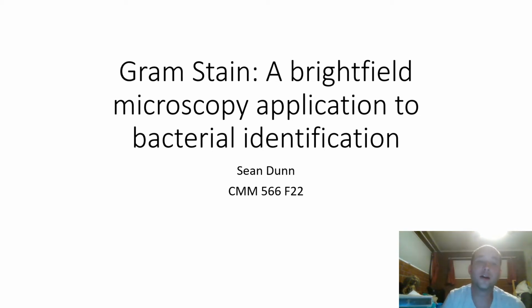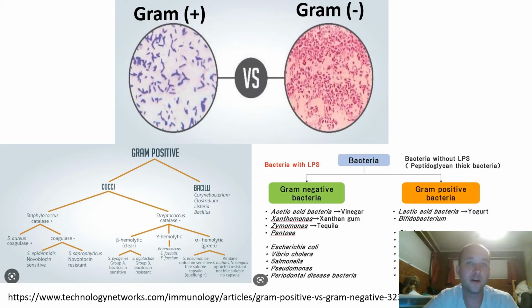Hi, my name's Sean, and I'm going to be talking about gram staining and its application in brightfield microscopy for the identification and visualization of bacteria. Bacteria are categorized into two main groups: gram-positive bacteria, which are visualized under the microscope as purple, and gram-negative bacteria, which are visualized as pink.